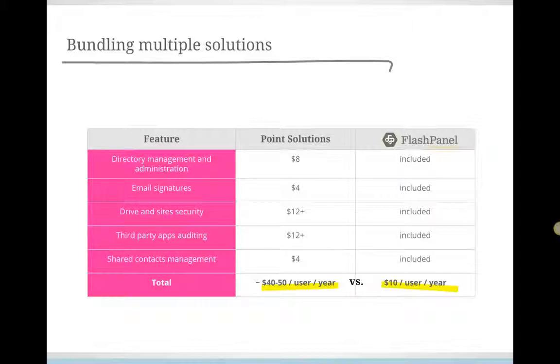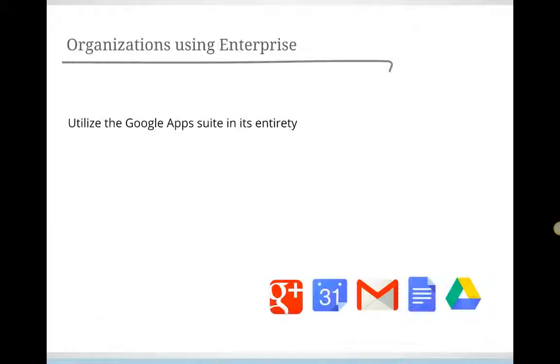So you can see from this graph, these are actual prices from different applications in the marketplace, and bundling those all together could be the same price as the actual per user per year for a Google Apps business account. So that's how we came up with our pricing.